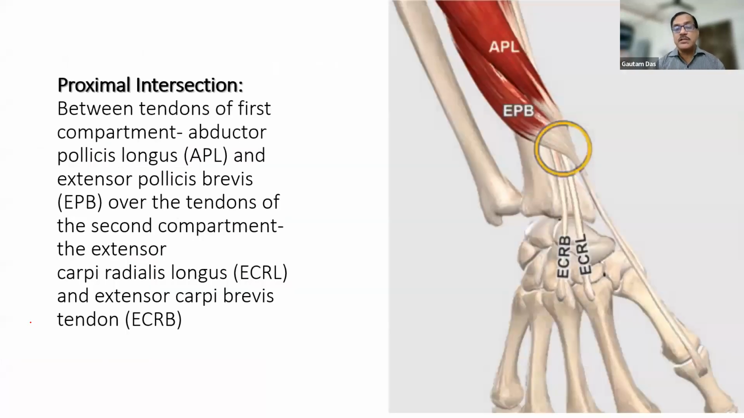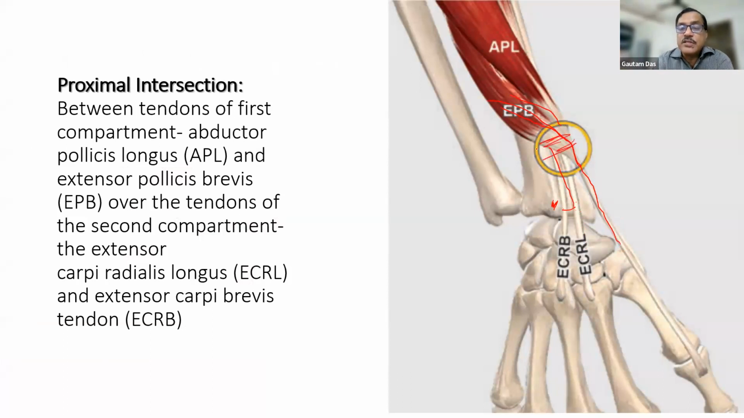Proximal intersection and distal intersection syndrome. This is also again a very important thing to remember. So if we are tracing, this was your Lister's tubercle. If we are tracing the 2nd compartment, extensor carpi radialis longus and brevis, then what will happen? The 1st compartment tendons, they are the deep muscles. So they will be crossing over it. And that is known as the proximal intersection area.